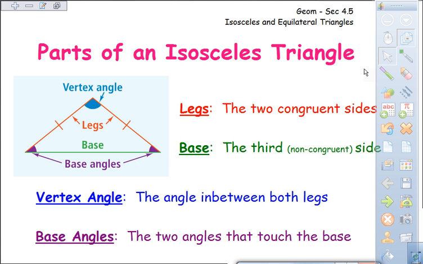There is a vertex angle, and it's the angle in between the legs, and the base angles are the two angles that touch the base. These vocab words will be important in using your theorems today.